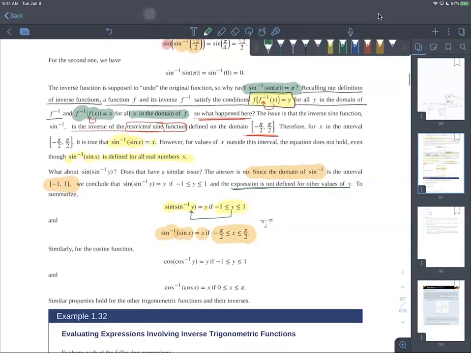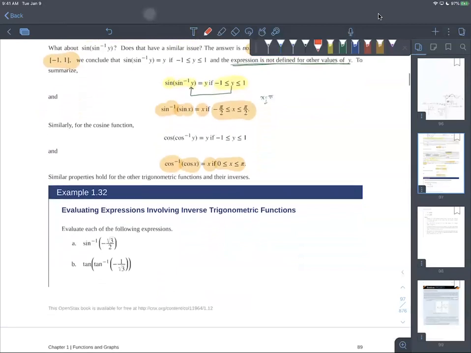Similarly, for the cosine, there are similar arguments. The cosine of cosine inverse of y is equal to y. And then we run into similar issues with the cosine inverse of the cosine of x. It will be x if, essentially these do cancel if x is between 0 and pi, including 0 and pi. And then similar properties hold for the other trigonometric functions.